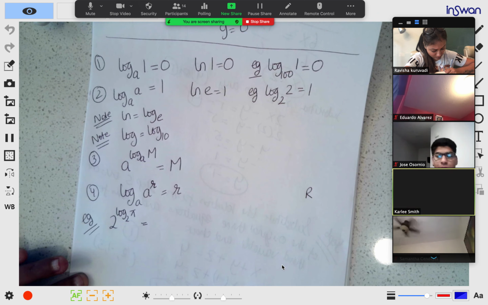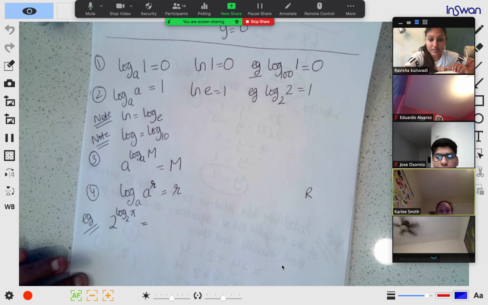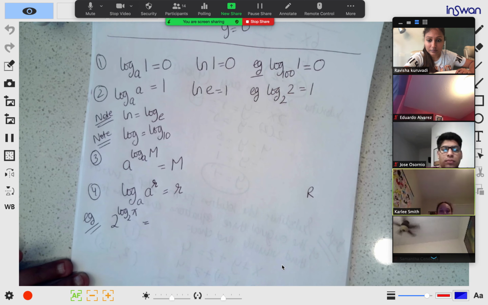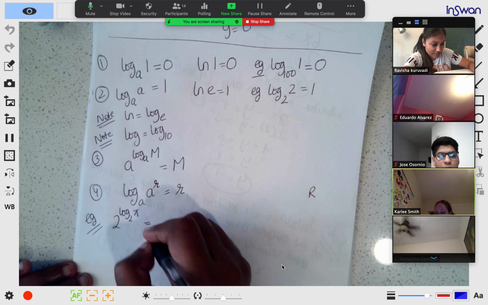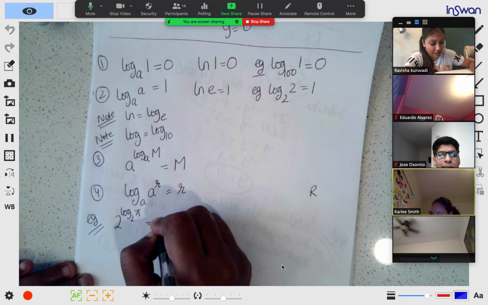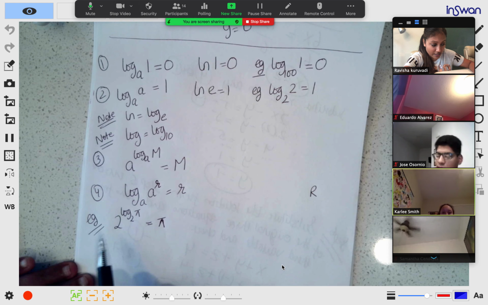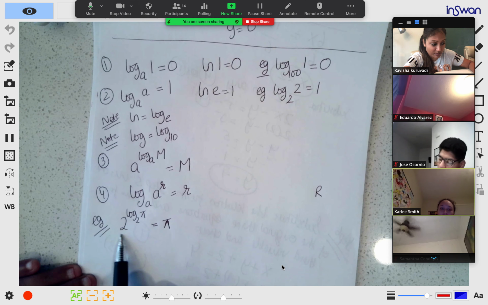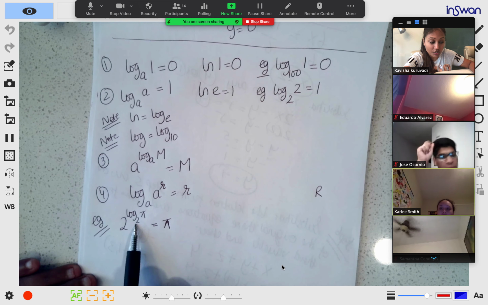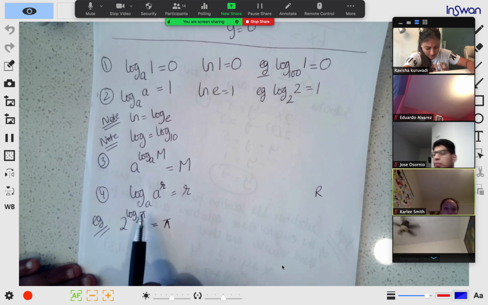What do you think is the value of this thing? 2 to the log base 2 of pi. Would it be pi? Pi. The reason is I'm using my third property here. See, this exponent's base and this log base are exactly the same. So technically they cancel and you're left with just pi.